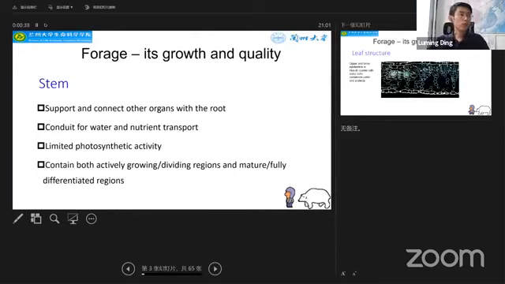Firstly, I start from the stem of forage. The function of the stem is to support and connect other organs with the root, and to be a conduit for water and nutrient transport. The stem also has some limited photosynthetic activity, like leaves, and the stem contains both actively growing or dividing regions and mature or fully differentiated regions.